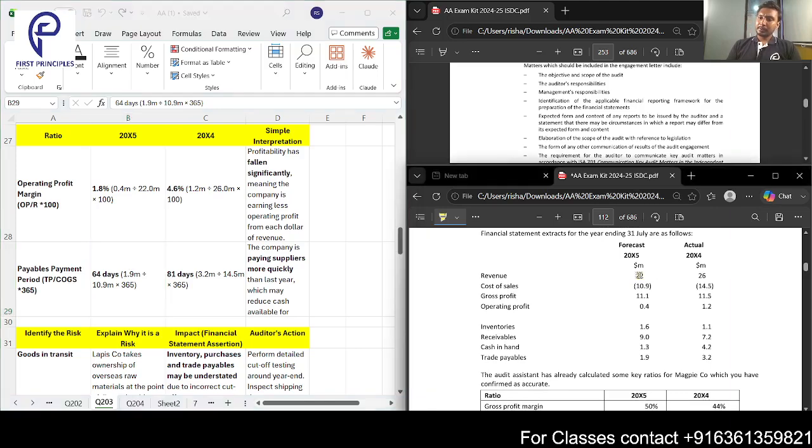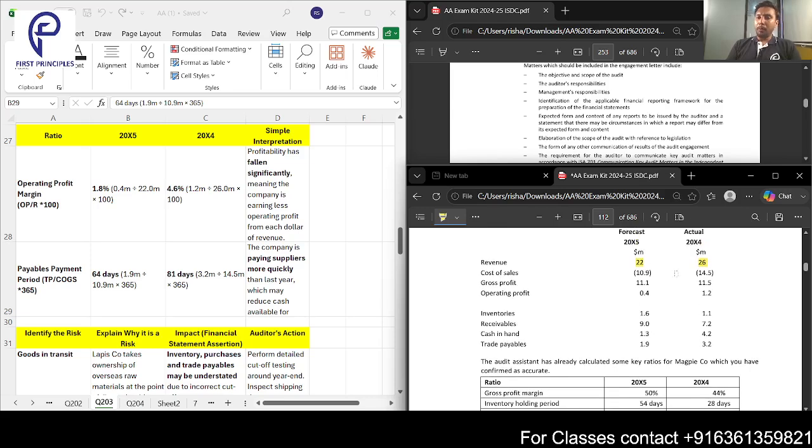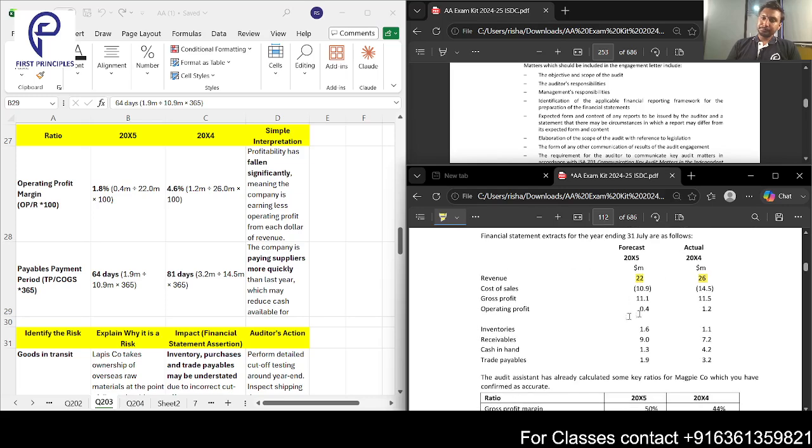So here you need revenue and actual that has happened. Okay, so you see here forecasted and actual. You see you have 22 here and you have 26. So here you have used 22 and 26. Now coming to operating profit. Here you have 0.2. Here you have 1.2. Sorry, 0.4 and 1.2. Yeah, you see 22. 0.4 divided by 22. 1.2 divided by 26. So you got it for both the years.